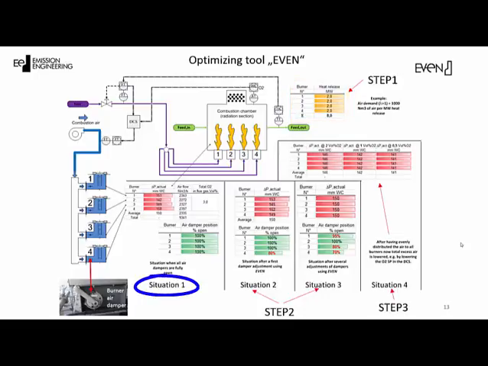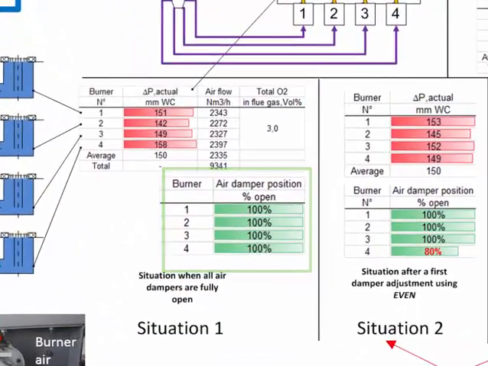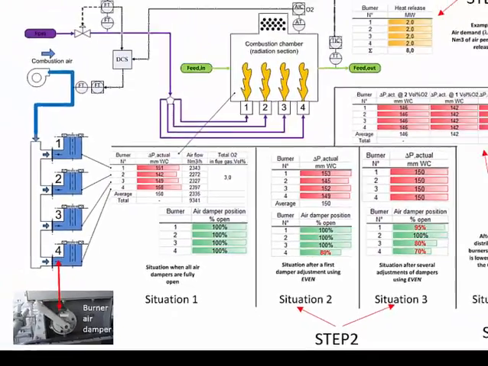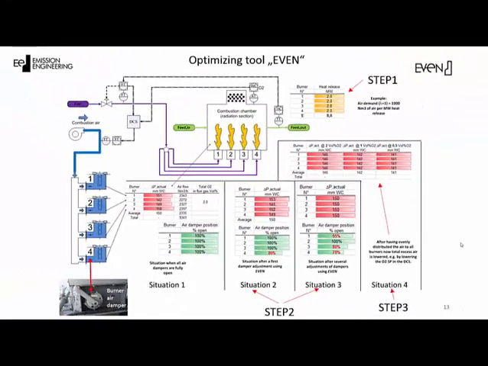In Situation 1, you can see now the burner air damper settings in green. Normally, before any tuning is done, they are fully open in forced draft burners. In red, you can see the readings of the airside pressure drops across the burner throats. You may note that the pressure drop on burner 4 is the highest, with 158 millimeters of water column, while it is lowest on burner 2. The conclusion is that burner 4 receives more air than the others. In order to compensate for a higher flow rate, a field operator will need to adjust the air damper of that burner. Step 2 therefore consists of changing the air damper settings of the burners.